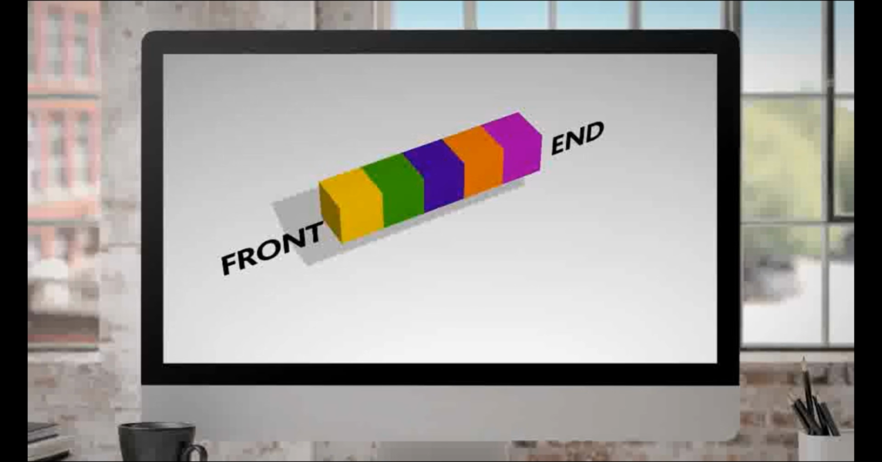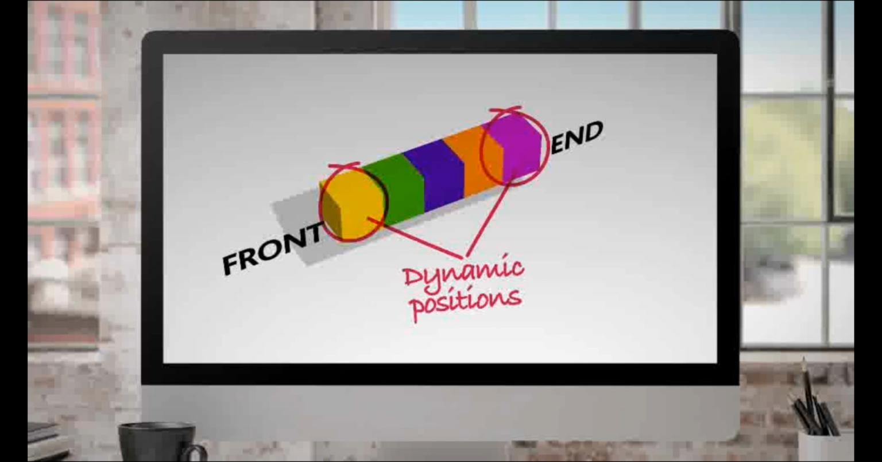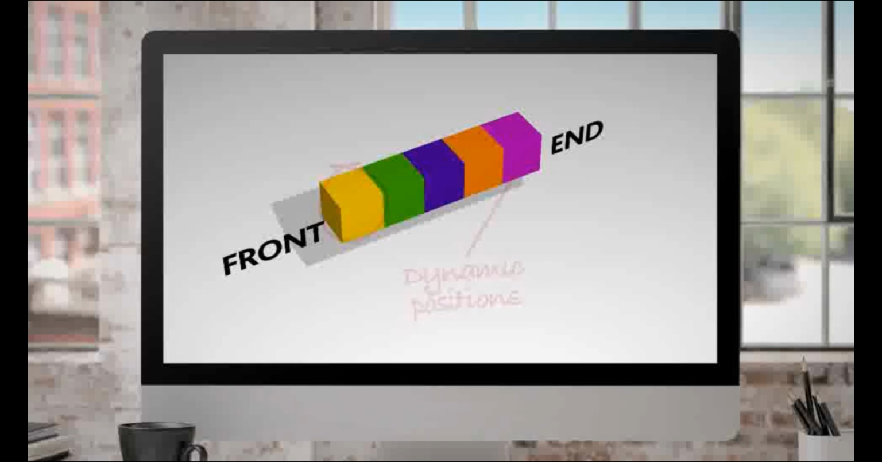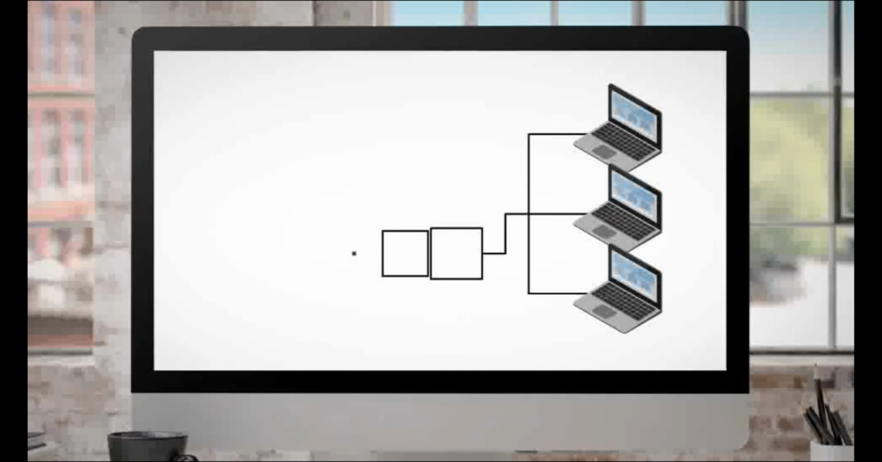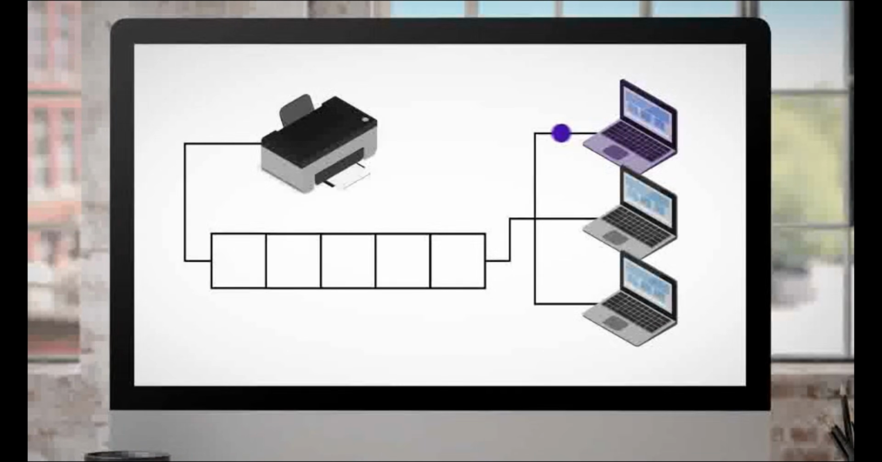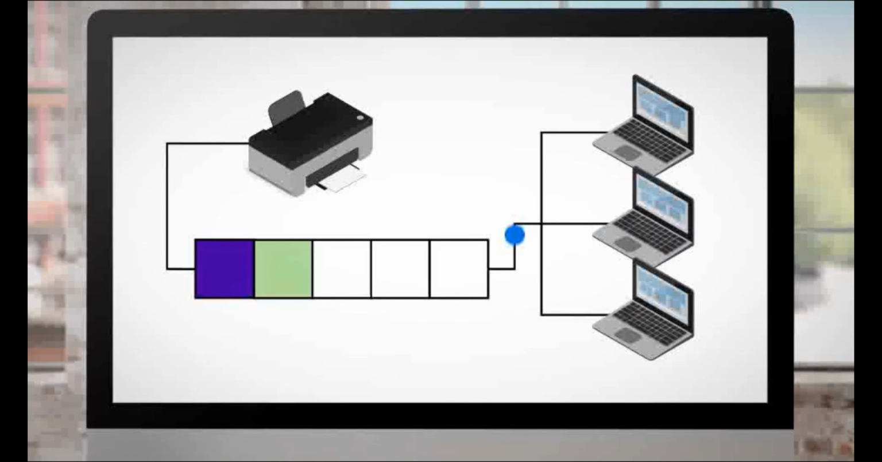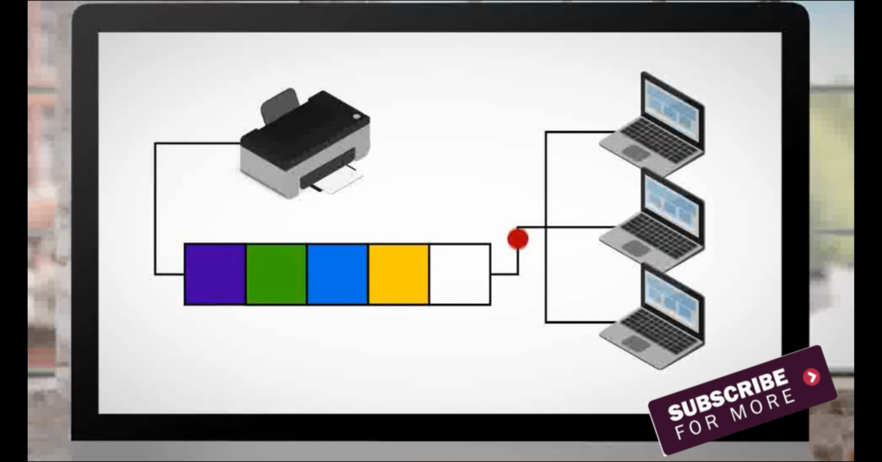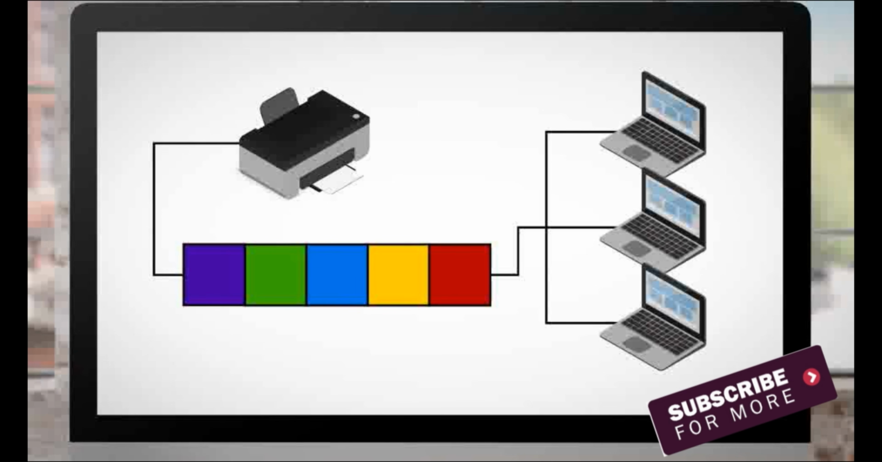Both the front and end of the queue are dynamic positions in a queue. This is because the front of the queue will move if data is popped from the queue, and the end of the queue will move if data is added to the end of the queue. One common application of a queue is a job list for a printer. Each time a computer sends a print job to the printer, it is placed in a queue. Each time the printer begins to print a job, it can be removed from the queue.